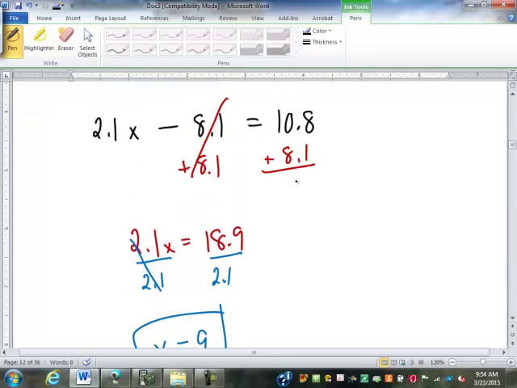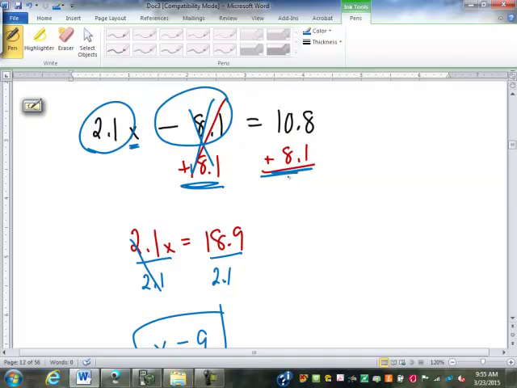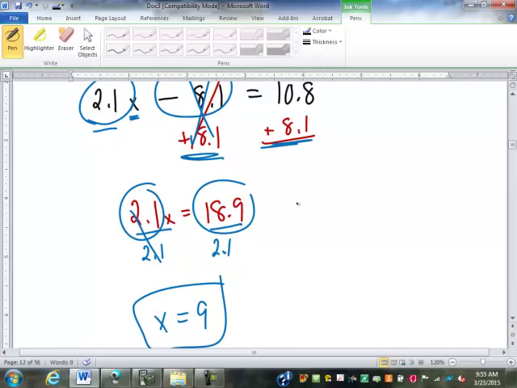Questions? So just like with any other equation, x has been multiplied by 2.1 and then 8.1 has been subtracted from it. So to solve it, we add the 8.1, gets rid of it here. Adding 8.1 over here gives us 18.9. And then we have to divide by the 2.1 to get rid of it. Let's do another example. Need a second to get that one down? Okay.